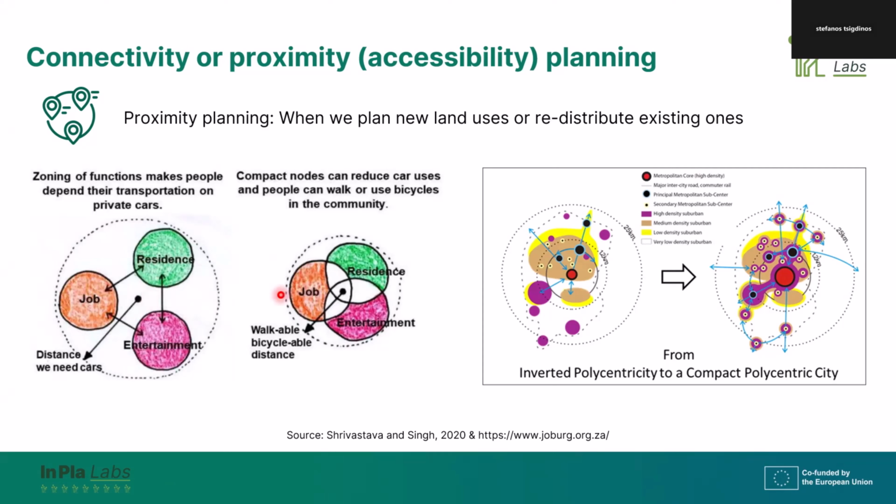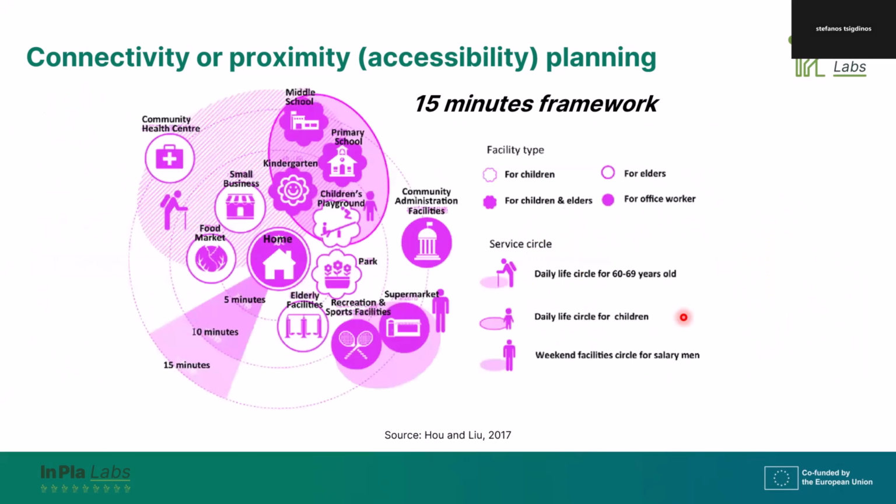We have this segregated plan, where jobs are segregated from the entertainment and the residents. But on the other hand, we have this proximity planning approach, where we try to merge them and bring them closer to one another. So from a polycentricity that is really confusing, we try to rethink our cities as something more integrated. And this visualization is very helpful for our purpose.